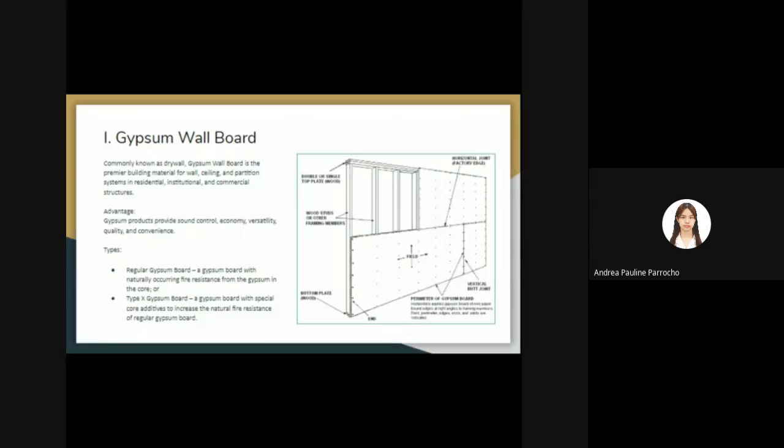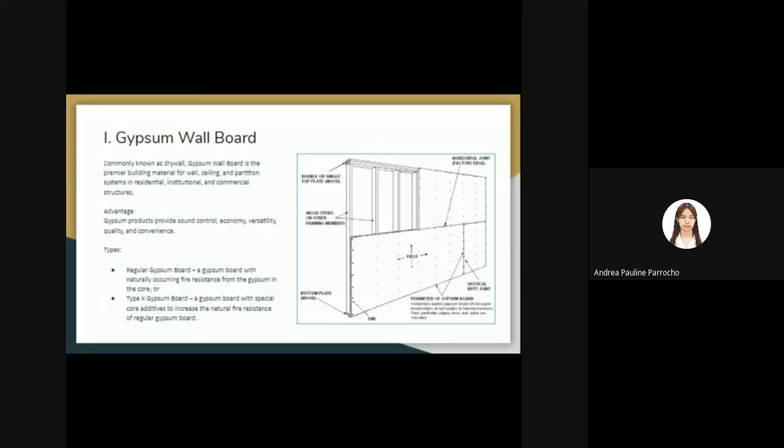Next, gypsum board or gypsum wall board. It is commonly known as a drywall. Gypsum board or gypsum wall board is the premier building material for wall, ceiling, and partition systems in residential, institutional, and commercial structures.